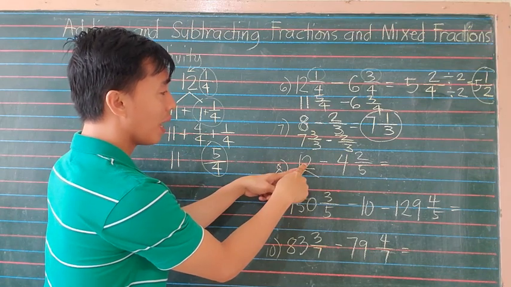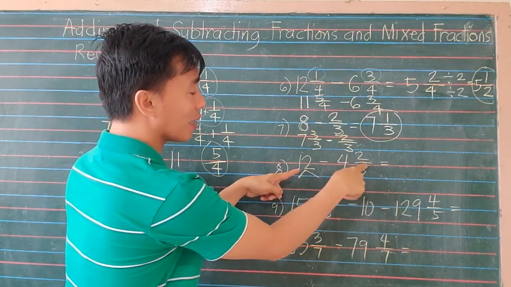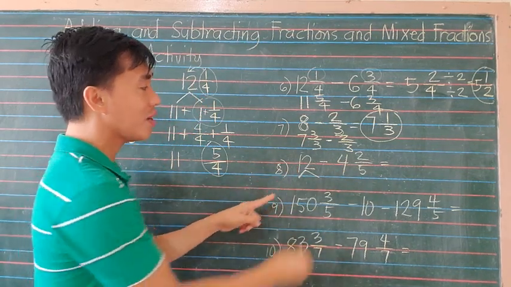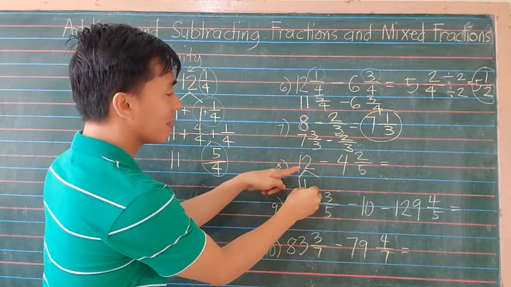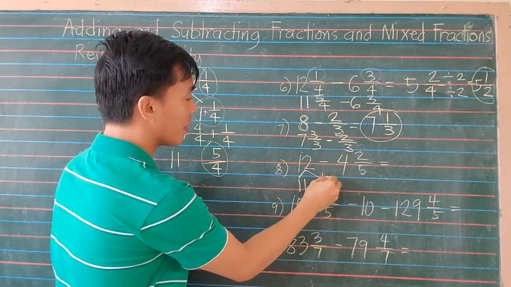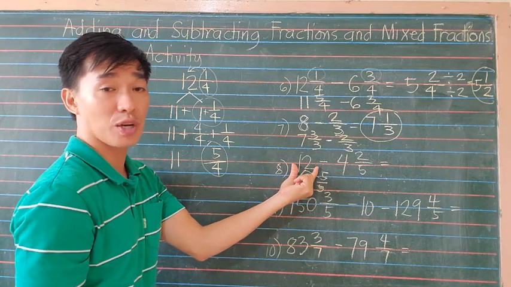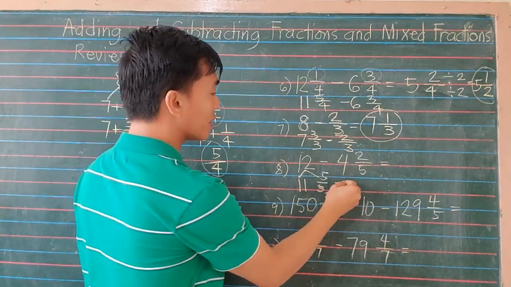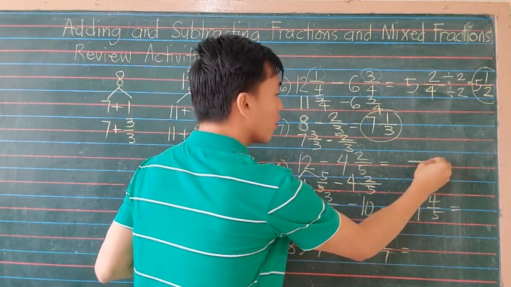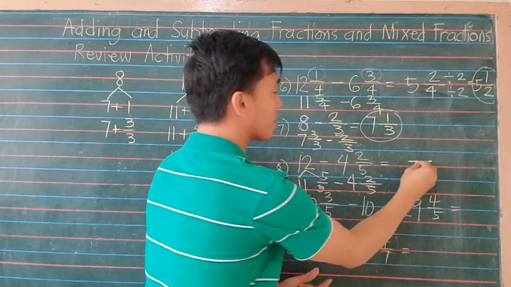12 here, we cannot subtract 2/5 from 12 because there is no fraction here. So we will make this 11. Then the 1 here will become 5/5. So 11 and 5/5 is also equal to 12. Then we will subtract 4 and 2/5. So we have now the same denominator, which is 5.